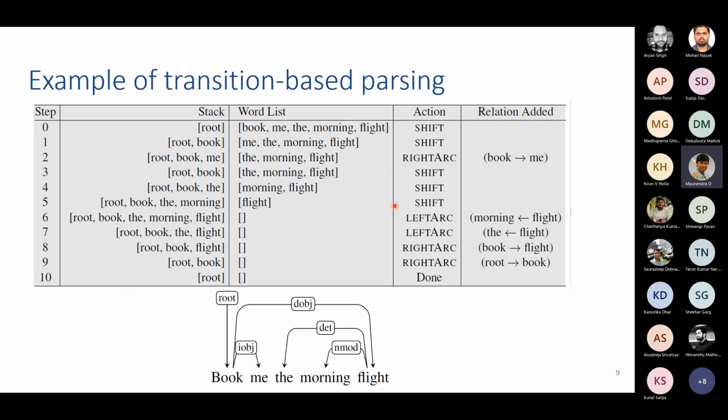So although the working is simple, the main thing is how do you predict this action? How do you decide these actions? So people actually build machine learning algorithms to predict these kinds of actions.